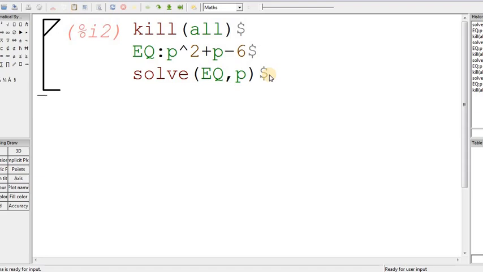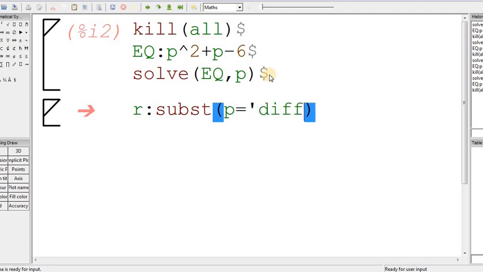So I have solved the equation, but now I have to find the roots, or I have to solve those two differential equations. What is p? P is dy by dx. Now I will assign dy by dx. In the next line I will assign r as the root, using substitute, ISUBST, like this: p equals DIFF y with respect to x. That is nothing but assigning p equals dy by dx here.